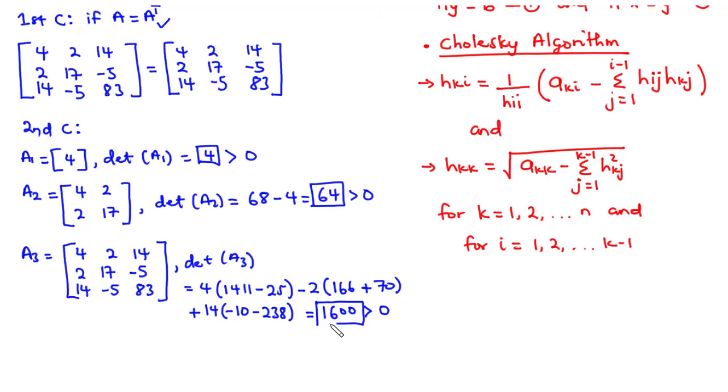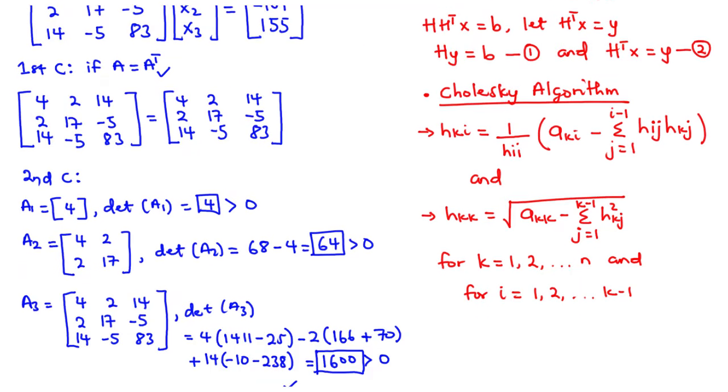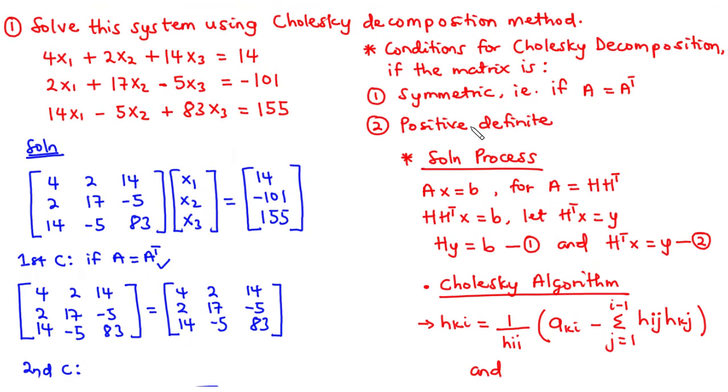So since the submatrices have determinants greater than 0, in fact all of them have determinants greater than 0, it follows that the coefficient matrix A is positive definite. The coefficient matrix A is positive definite. So we also have a correct here. Now since the two conditions are satisfied, then it means that we can do Cholesky decomposition. Cholesky decomposition is possible.